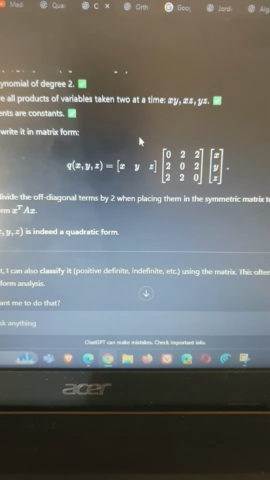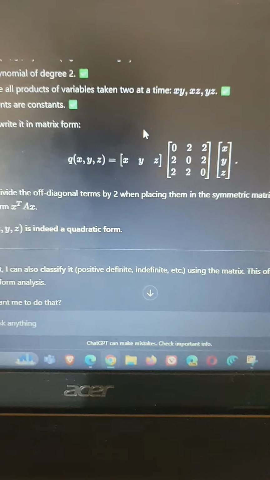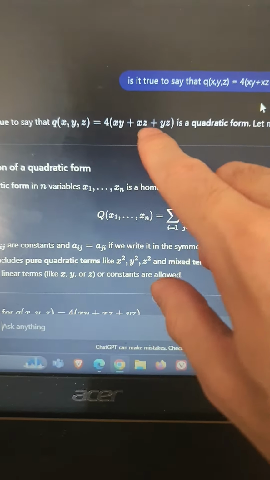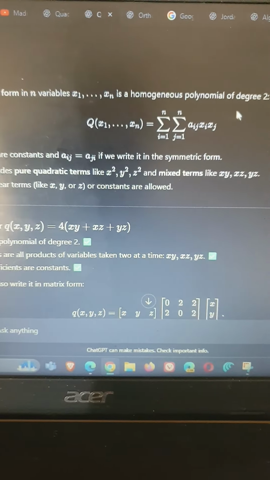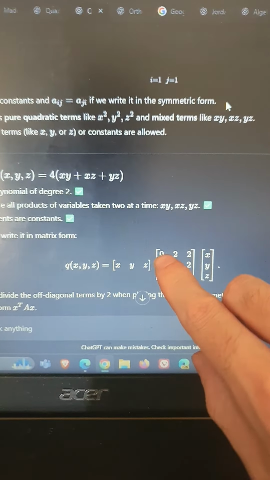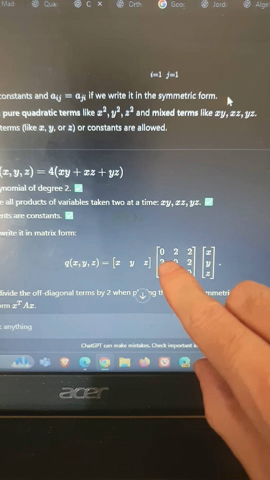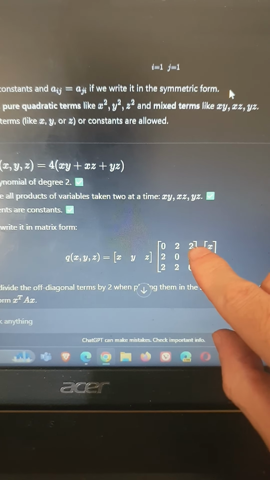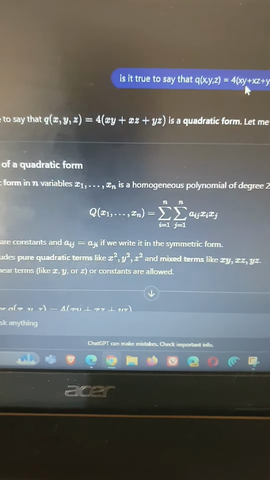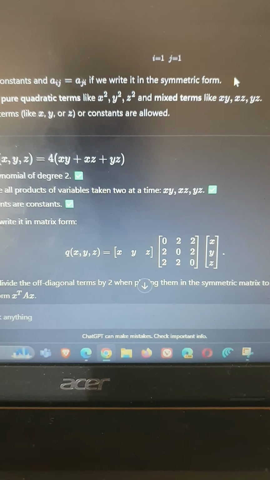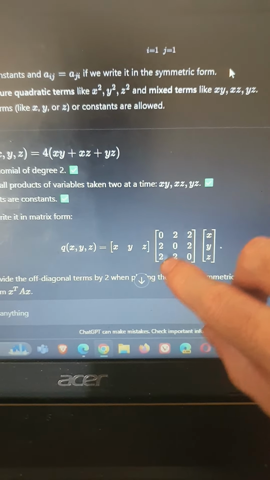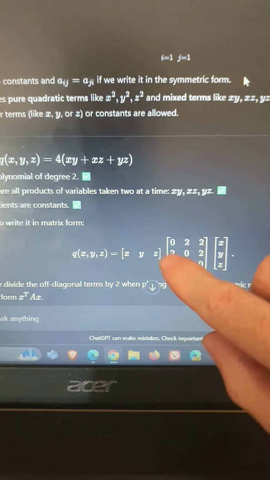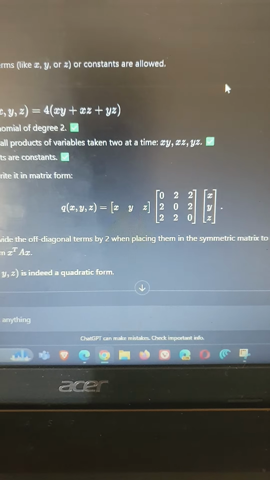So we start by representing this quadratic form by a matrix. You can see that if I enter the 4 to each term, I can divide each one of them by... this is xy over here, this is xz over here, and this is yz over here, because it's 2 plus 2 is 4 for each term.